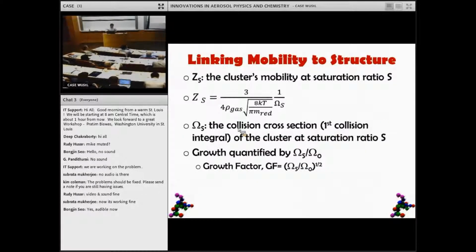We quantify it not in terms of the mobility, but working with the mobility equation and not assuming that things are a sphere, in terms of what's called the collision cross-section or first collision integral. It has units of meters squared, SI units. It's proportional in a lot of instances, but certainly not equal to the projected area. So we can think of it as a size quantifier. If I was to work with traditional growth factors, the growth factor would simply be the collision cross-section measured at saturation ratio S divided by the baseline collision cross-section, to the 1/2 power. So this ratio that I'm going to report is related to the growth factor.